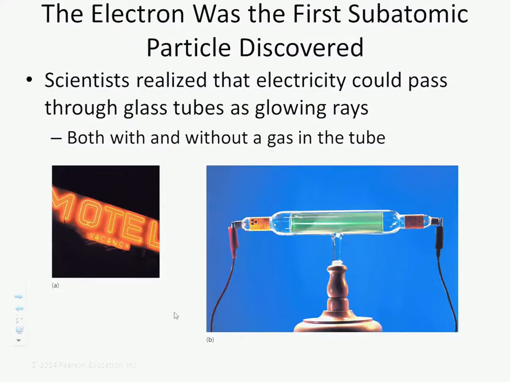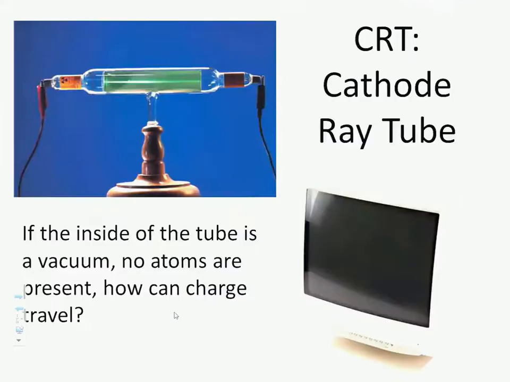Scientists realized that electricity could pass through glass tubes as glowing rays, okay? Both with or without gas in the tube. So the idea here is you see those no vacancy or vacancy signs. That's basically a tube that's got gas passing through it. The cathode ray tube is what you see in figure B, okay? And with that CRT, cathode ray tube, that's the thing that existed originally in those really old monitors. They were called CRT monitors because they stood for cathode ray tube, okay?